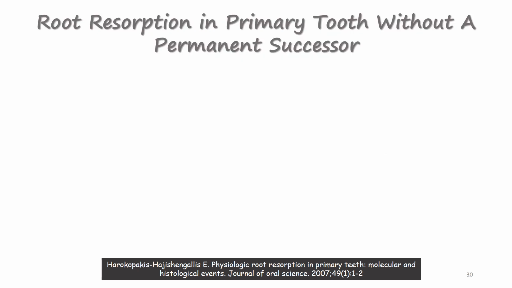The events described above are initiated and coordinated by the dental follicle of the permanent tooth germ. However, even the roots of the primary teeth that do not have a permanent successor eventually resorb. How this happens, and why it happens faster in some cases and much later in others, is largely unknown.